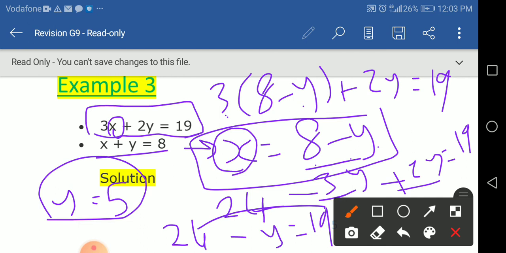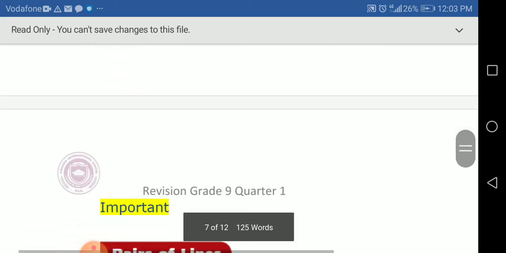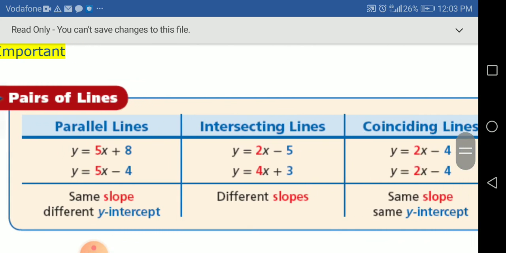When I have y equal 5, I want to substitute in the easier one. So x will be 3. This is another method if you like it. So I will give you the opportunity to solve by using the method that you prefer. Moving to this point, this is important also.